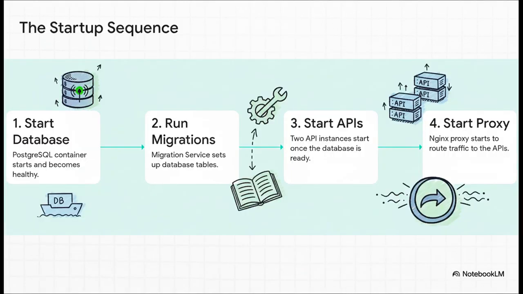Now, the absolutely critical thing here is the startup order. I mean, think about it. You can't start the API if the database isn't even running yet, right? Docker Compose is brilliant because it lets us define these dependencies. So as you can see, step 1, the database has to start up and get healthy. Step 2, the migration service connects and gets all the tables ready. Step 3, only then do our 2 API instances fire up. And finally, step 4, the proxy starts, ready to route traffic. That controlled sequence is what makes for a stable, reliable deployment.